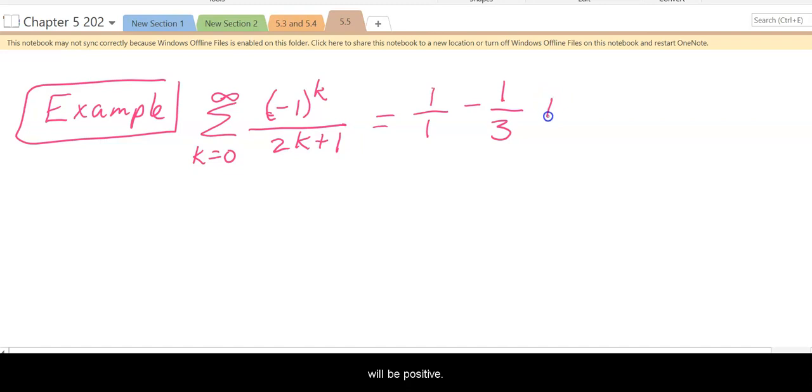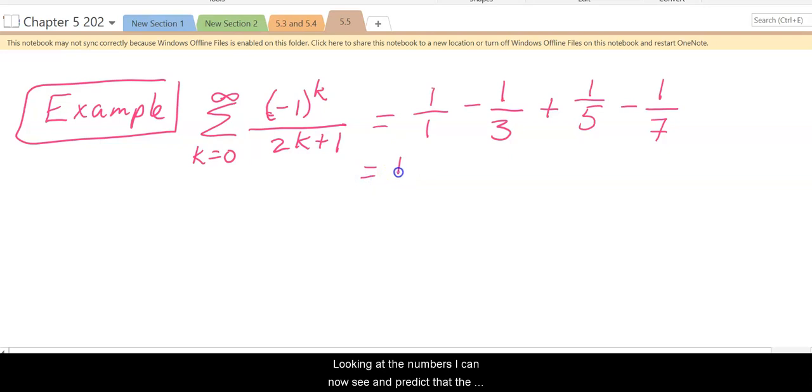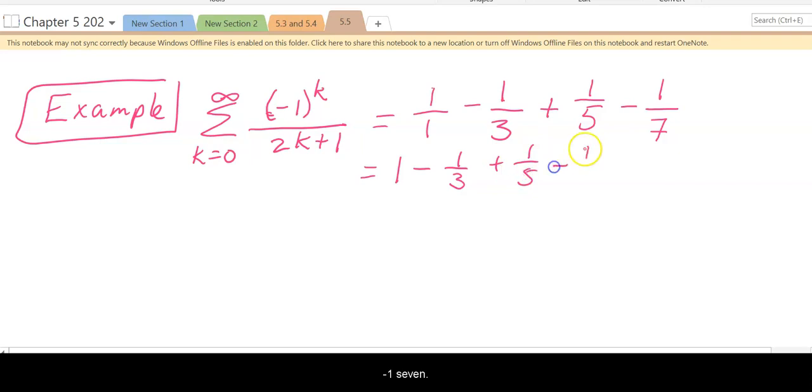The next term will be positive, and that will give me, now that k is 2, 2 times 2 is 4, plus 1 is 5. This gives me the next term, 1/5. Now k is 3, so I get a -1 power, and then I get 2 times 3 is 6, plus 1 is 7. Looking at the numbers, I can now see and predict that the pattern is 1 minus 1/3 plus 1/5 minus 1/7 plus 1/9 minus 1 over 11 and continuing in this fashion forever.